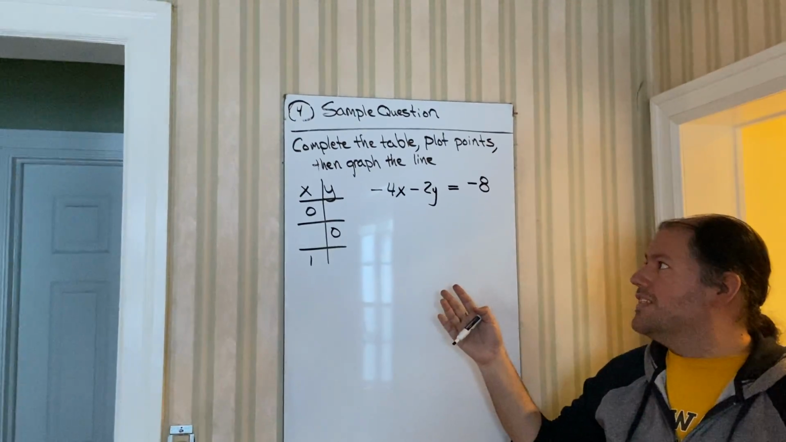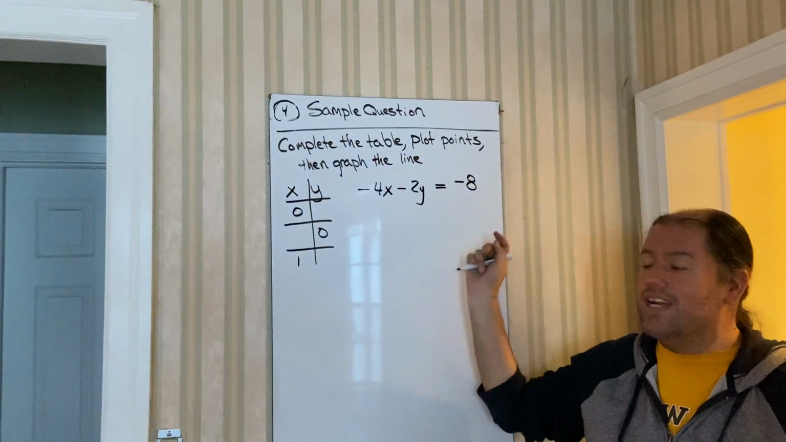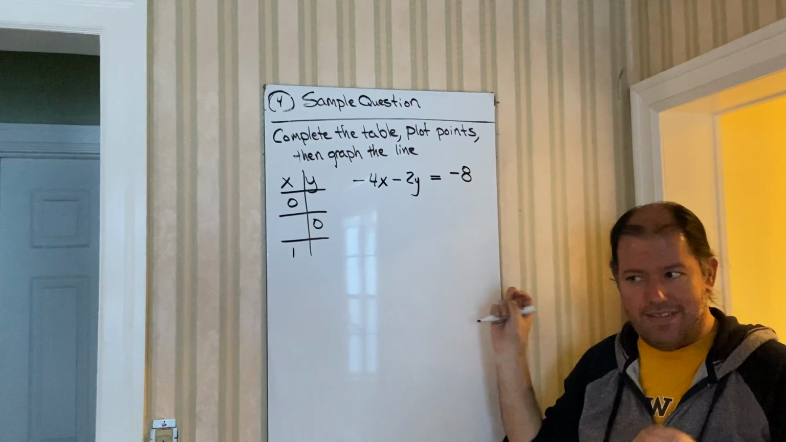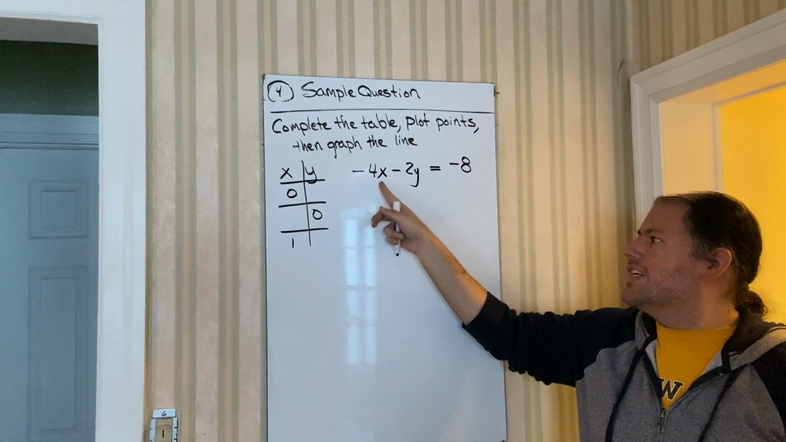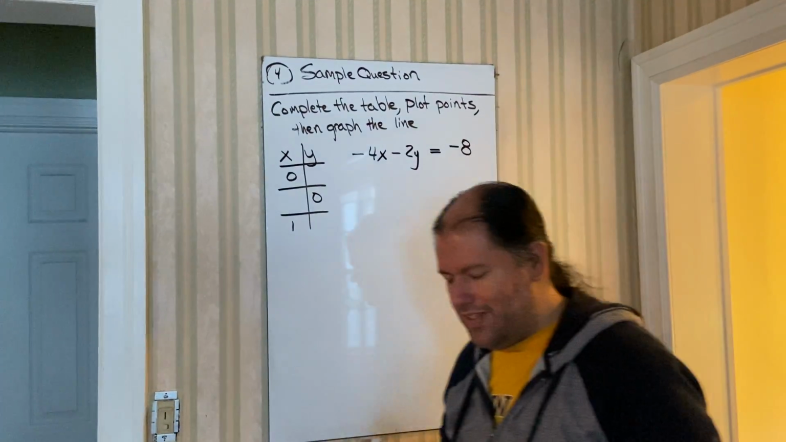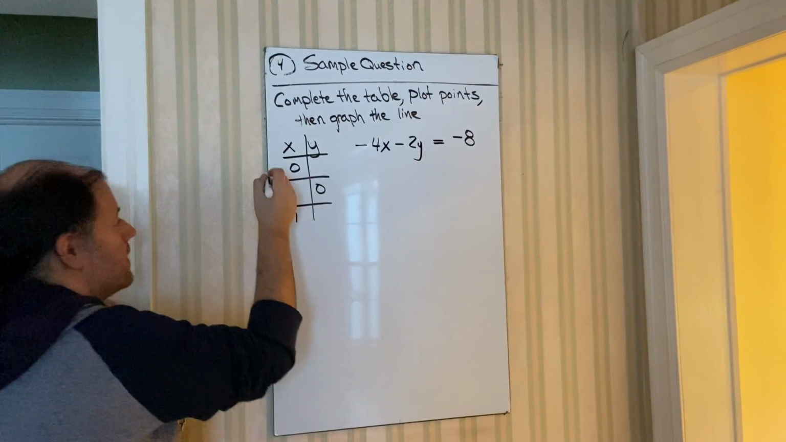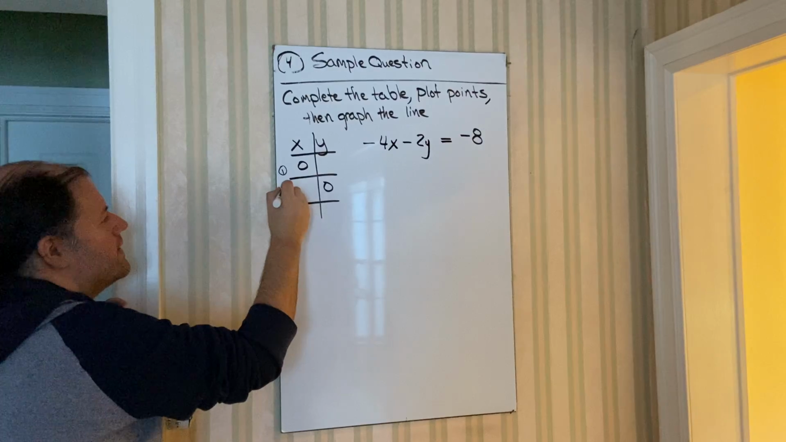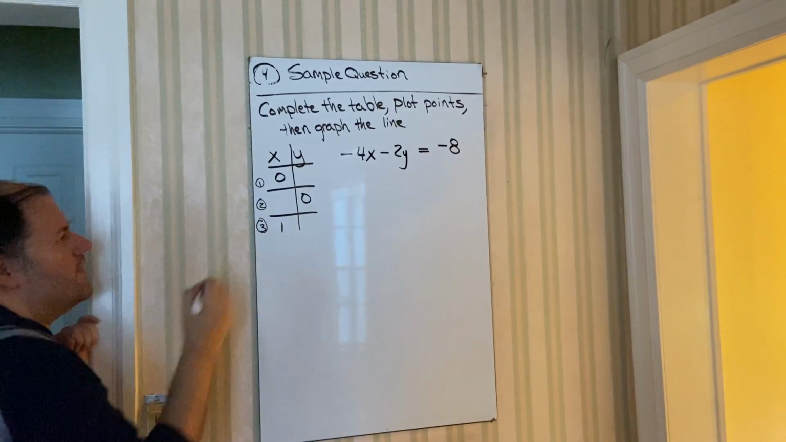So what we're going to do here is, again, same direction. This is very big on the test. We have to complete this table. Notice it's just 3 ordered pairs. I'll number them to help us a little bit. This is our first ordered pair, this is our second ordered pair, and this is our third ordered pair.